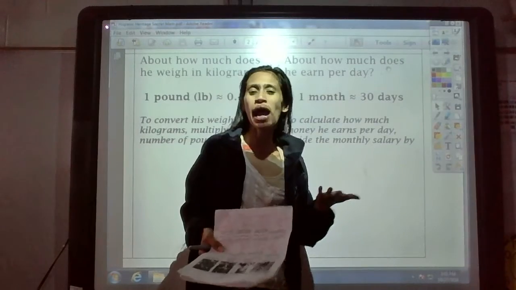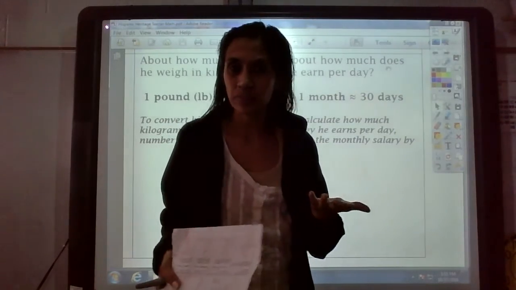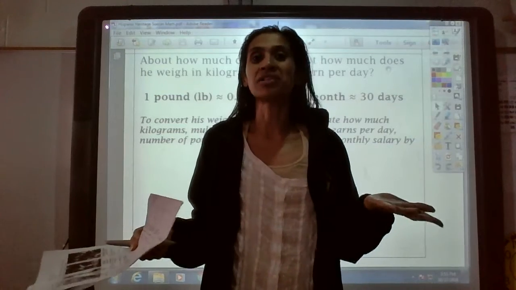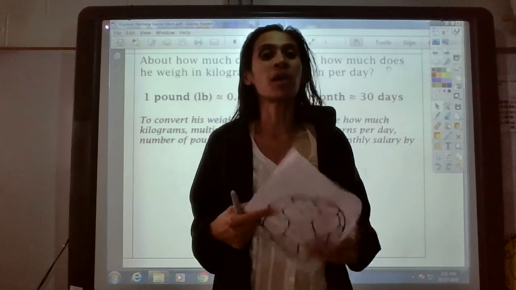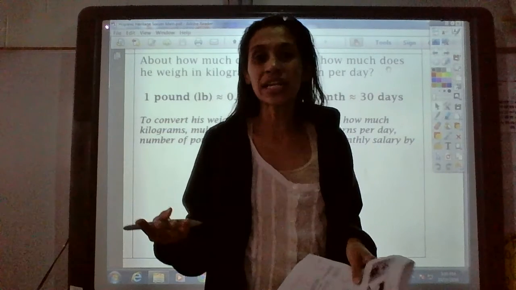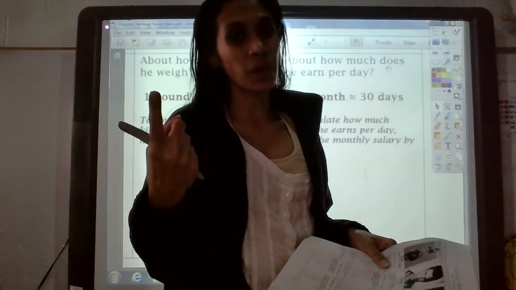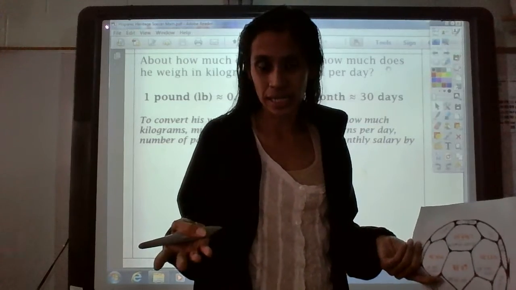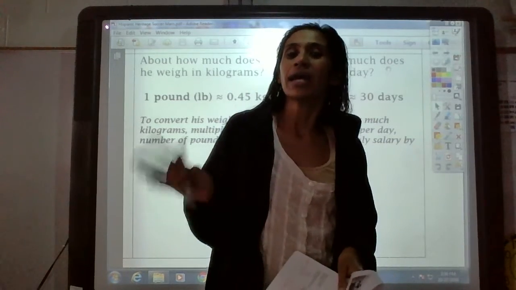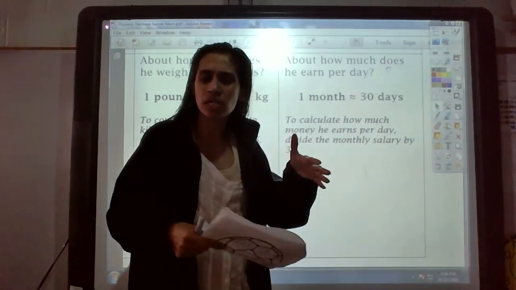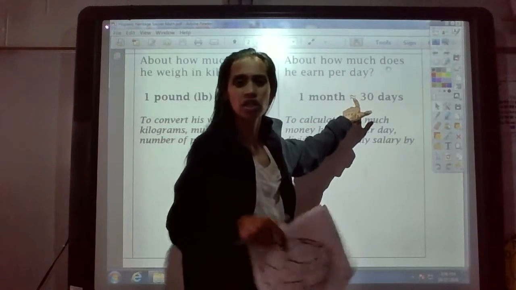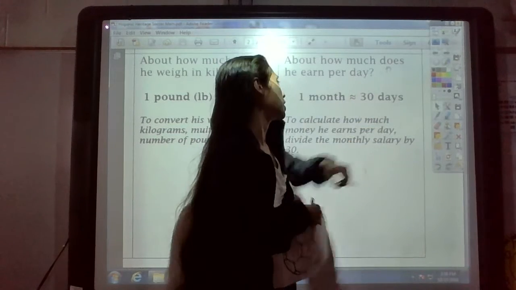Now, how many days are there in a month? Every month has a different number of days. Some months have 31 days. Some months have 30 days. February has 28 days, and sometimes on leap years, it has 29 days. So instead of doing all that, I use the approximate number. That's why I have the approximate symbol right there, a squiggly equal sign, for 30 days.